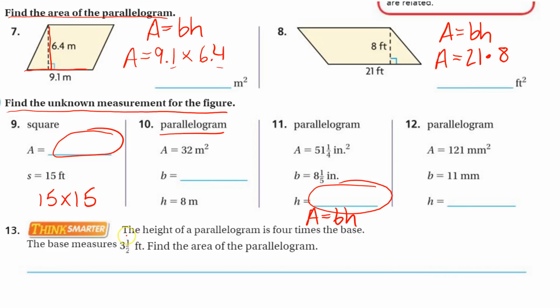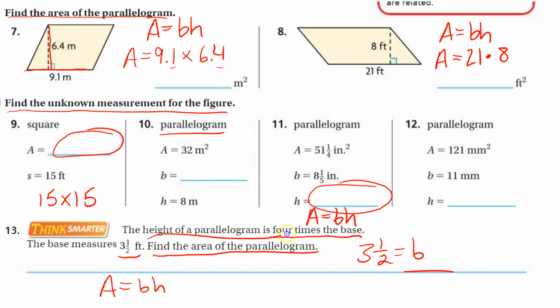All right, number 13, the height of a parallelogram is 4 times the base. The base measures 3.5. Find the area. Okay, so the area equals base times height. We know that. The base we know is 3.5. That's the base. And the height is 4 times the base. So we can find the height, but we have to multiply this by 4 first.